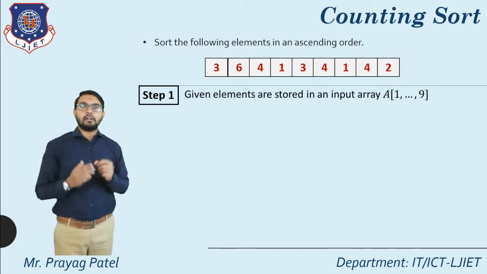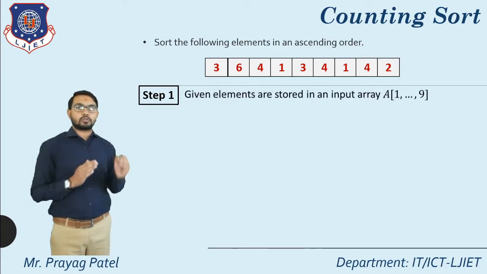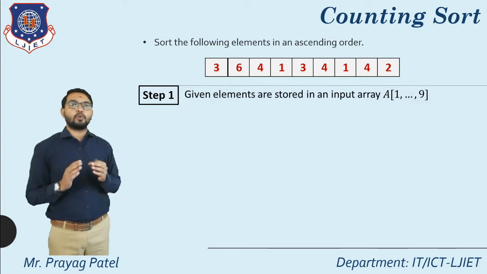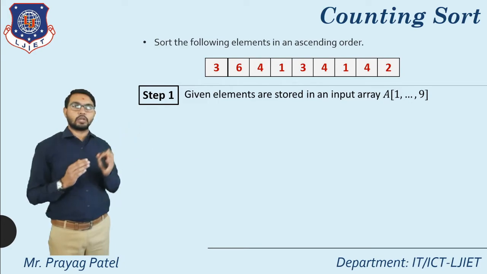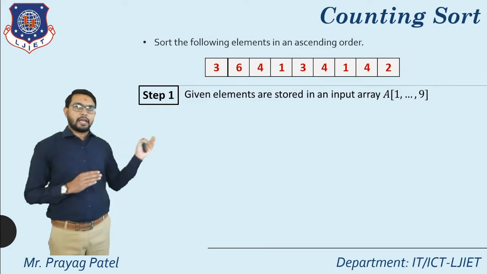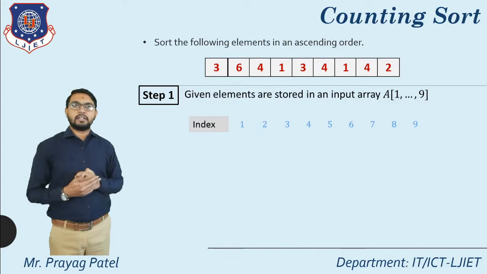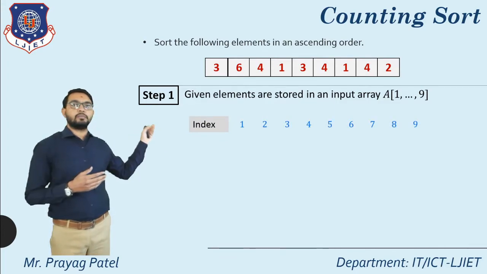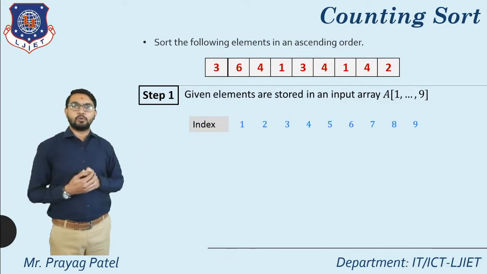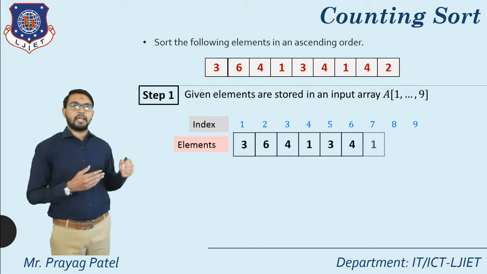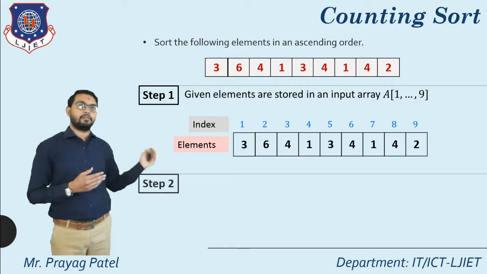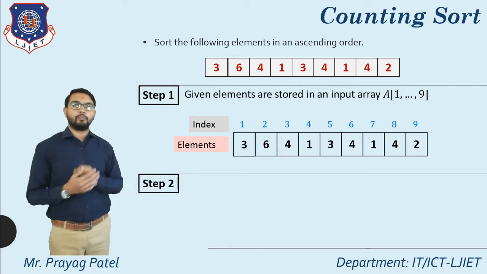In step number 1, the given elements are stored in an input array A of 1 to 9. Here there are a total of 9 elements, so array A from 1 to 9 is the input array. The index of the array is from 1 to 9, and the elements of the array are 3, 6, 4, 1, 3, 4, 1, 4, 2.